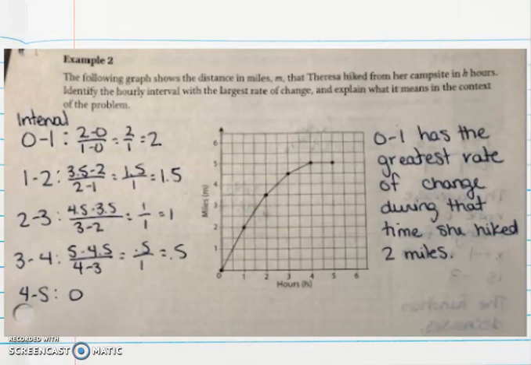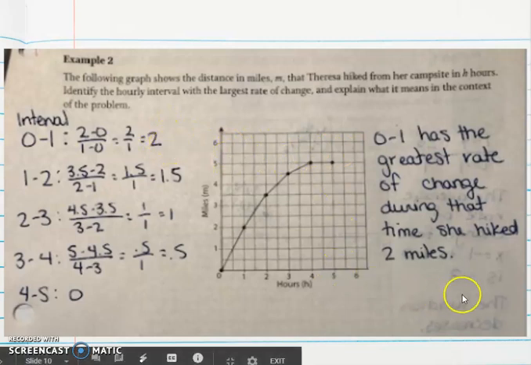So here you can see my intervals off to the left-hand side, and you'll notice that the interval from 0 to 1 hour has the greatest rate of change, and that means that she hiked 2 miles during that interval of time.